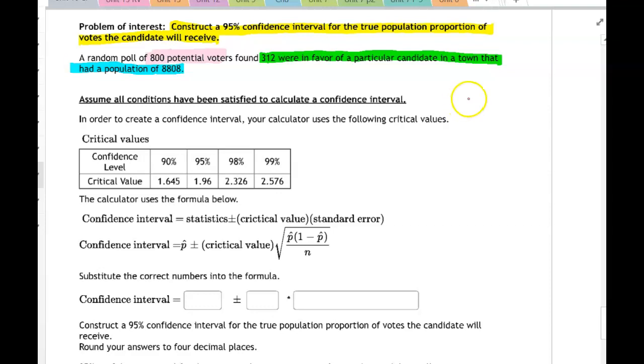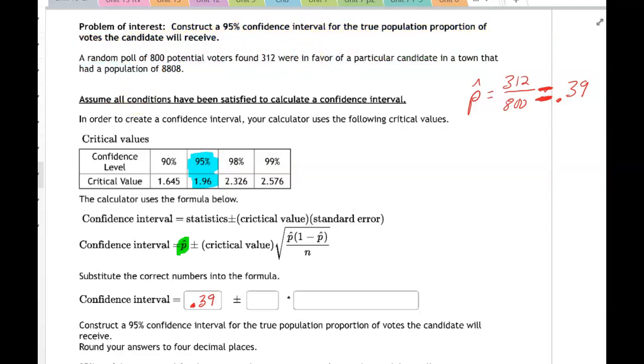So based on that information, we know that p hat, or the sample proportion, is 312 over 800, which is equal to, it's an exact decimal, 0.39. So that's the sample proportion, which is this p hat, which means we're going to put 0.39. And if we want to create a 95% confidence interval, we're using the critical value that I just highlighted in blue to be 1.96. So that 1.96 is the critical value.